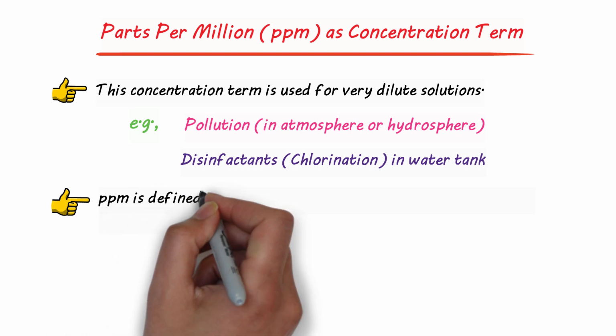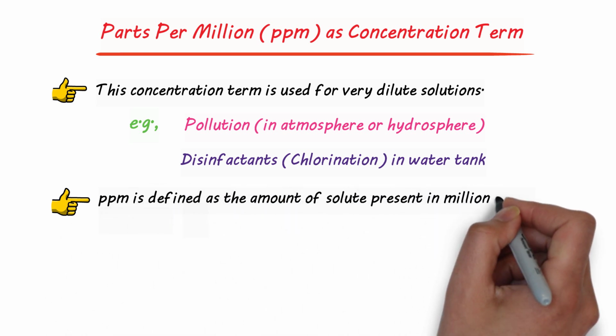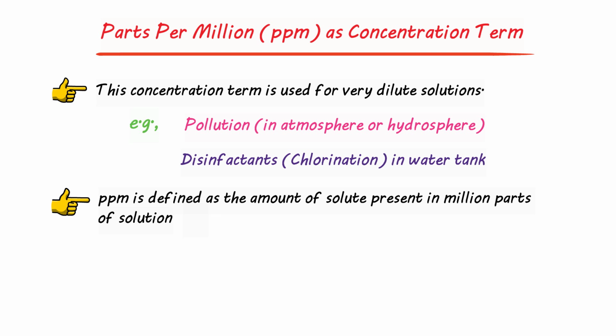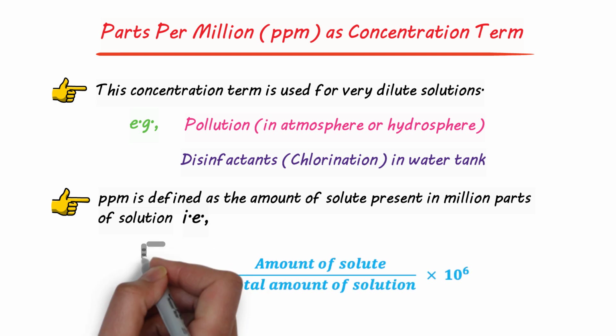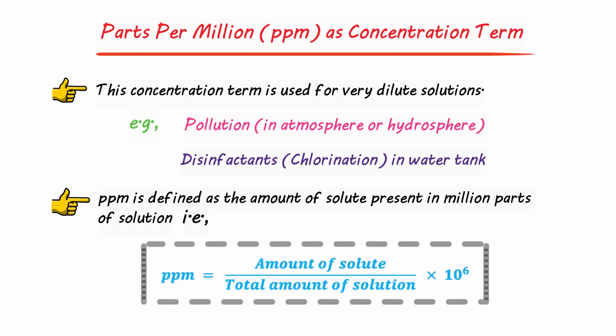Now ppm is actually defined as the amount of solute present in a million parts of solution. That is, ppm is equal to the amount of solute divided by the total amount of solution, multiplied by 10 raised to the power 6.